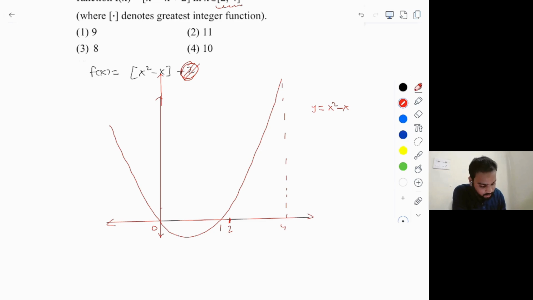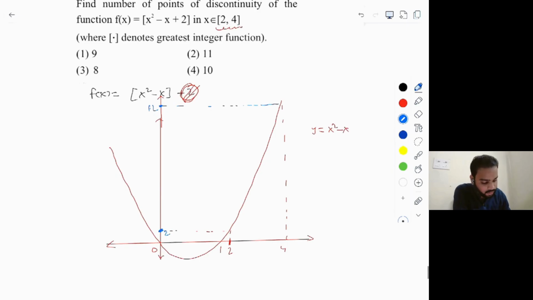Now at x equals 2, let's see the output of this function. If you put x equals 2, you get 4 minus 2, which is 2. This is 2 here. And corresponding to x equals 4, you get 4 squared, 16, 16 minus 4 is 12. So the corresponding output is 12. The main thing that you have to notice in this question is that in the required interval 2 to 4, this x squared minus x is strictly increasing.